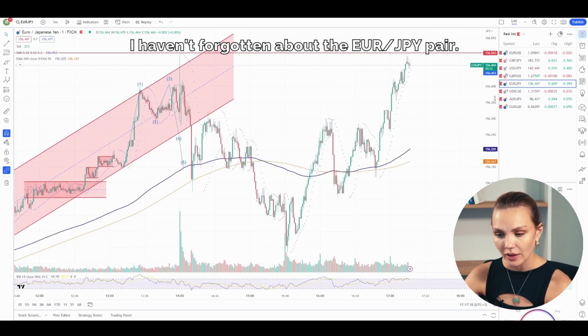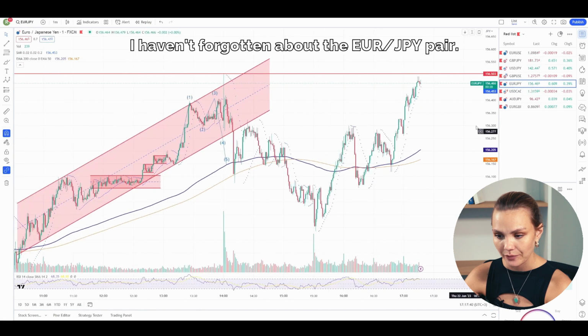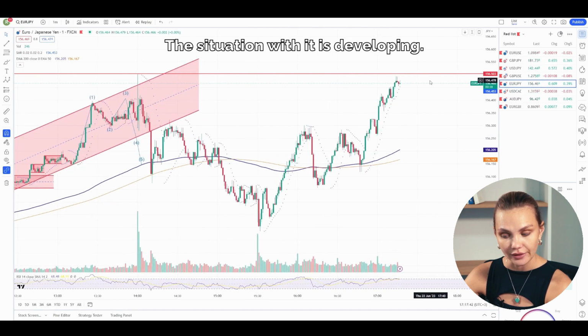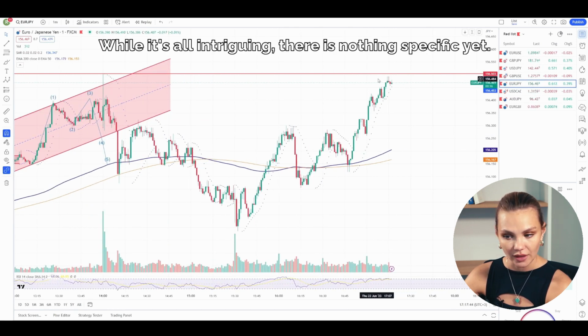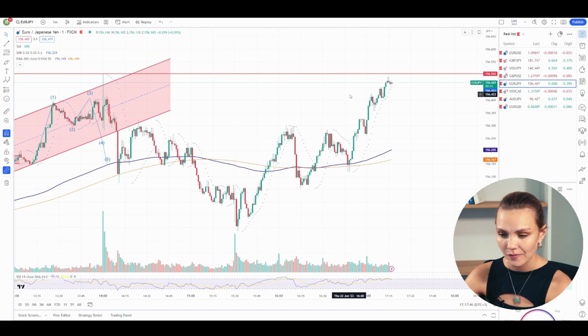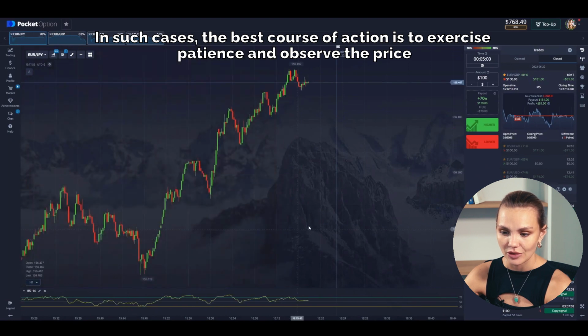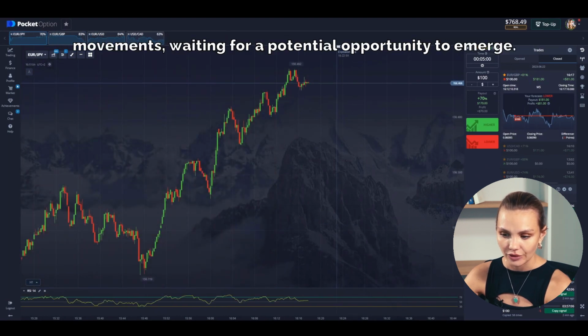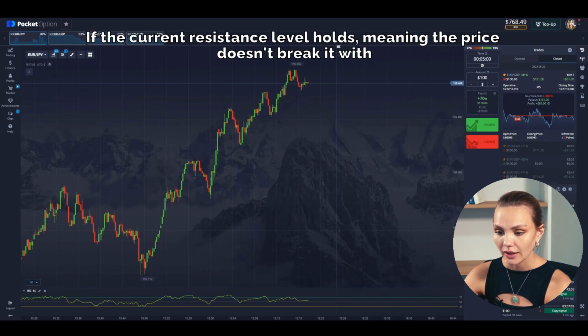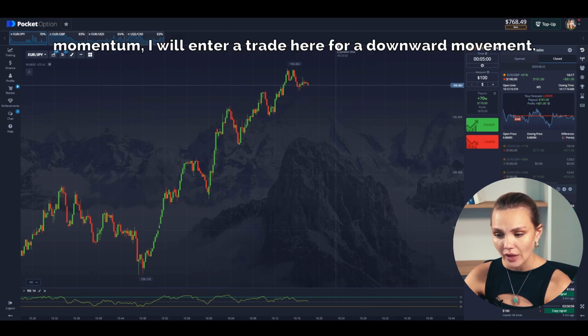I haven't forgotten about the euro and Japanese yen pair. The situation with it is developing. While it's all intriguing, there is nothing specific yet. In such cases, the best course of action is to exercise patience and observe the price movements, waiting for a potential opportunity to emerge. If the current resistance level holds, meaning the price doesn't break it with significant momentum, I will enter a trade here for a downward movement.